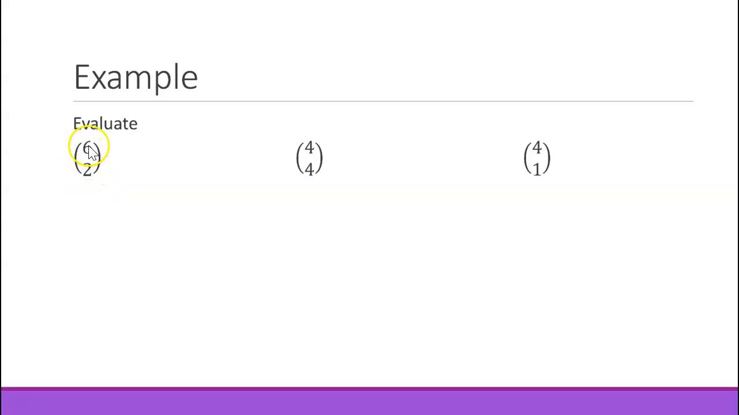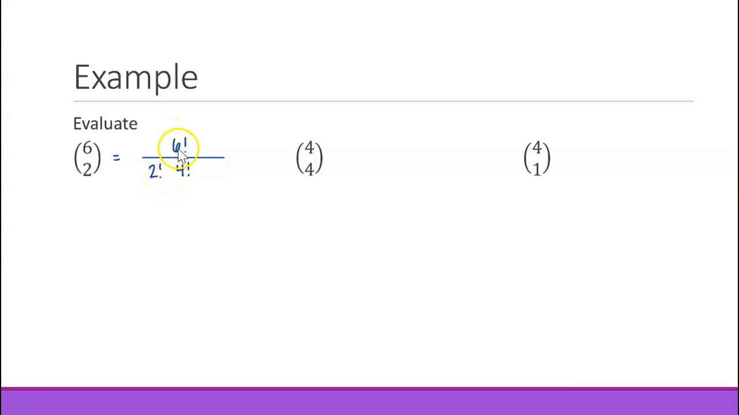So here we have 6 choose 2. The formula says that the number on top, 6, is going to go in the numerator as 6 factorial. Then the number on the bottom, 2, is going to go in the denominator as 2 factorial. Then we subtract 6 minus 2, which is 4, and that's also going to go in the denominator next to the 2 factorial. And from here, we're going to go ahead and simplify.